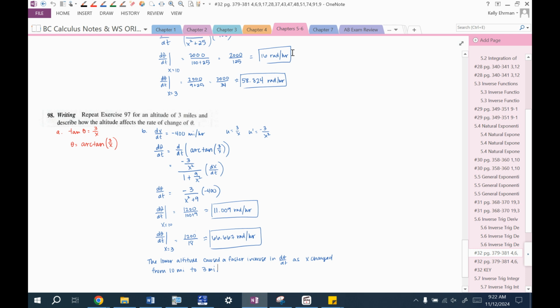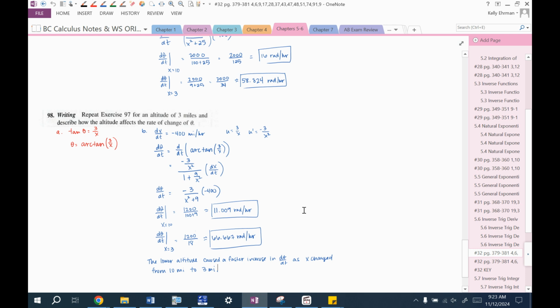So when the altitude was 5, d theta dt went from 16 to 58 or 59 roughly. And then here it went from 11 to 67. So that lower altitude, even though the point that was further out, when x was 10, was increasing faster when the altitude was 5, the overall rate at which d theta dt is changing is higher, right? Theta is changing faster when you have a lower altitude, which makes sense.